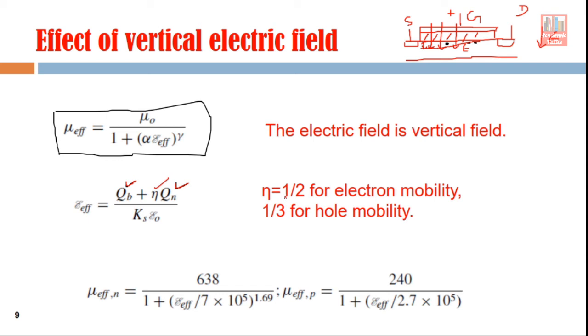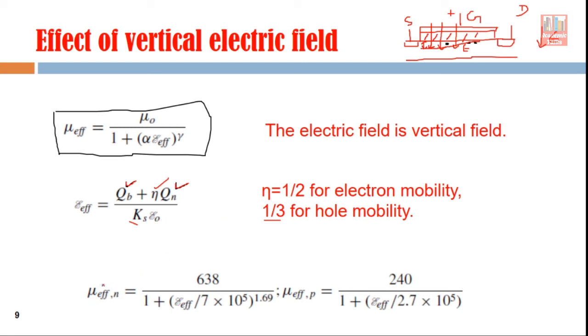So this parameter is a half if we are considering free electrons in the channel region, for example for NMOS. But if we are working with PMOS, then holes are moving inside the channel. So in that case, the value of this parameter is 1 by, right? And this is the dielectric constant of the semiconductor, epsilon naught, its permittivity.